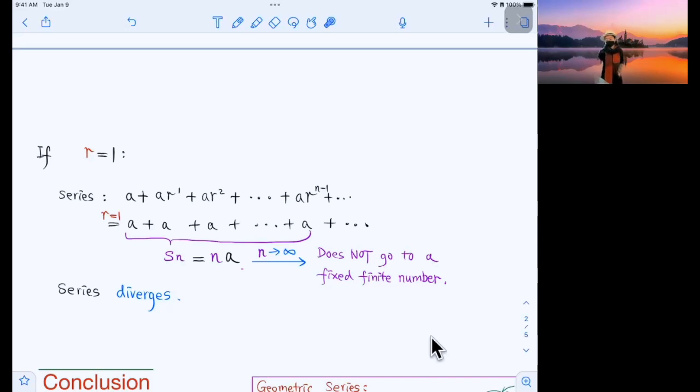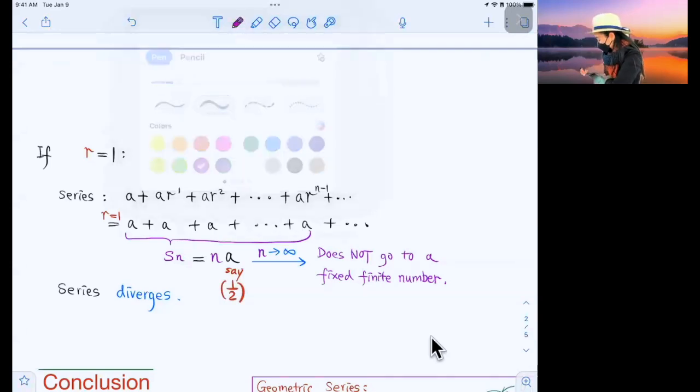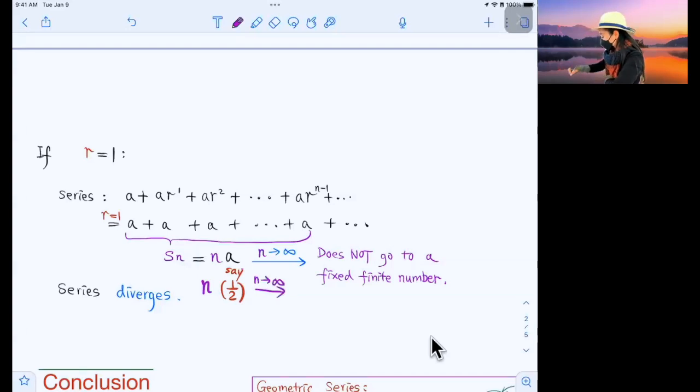For example, suppose the a over here is 1/2. Then what happens if you multiply by n? When n goes to infinity, and then you multiply by 0.5, that will go to infinity.